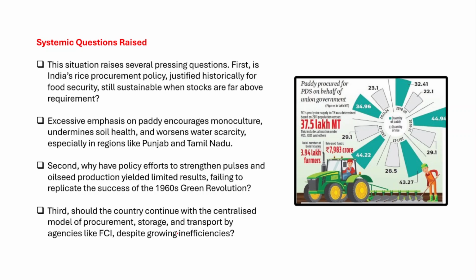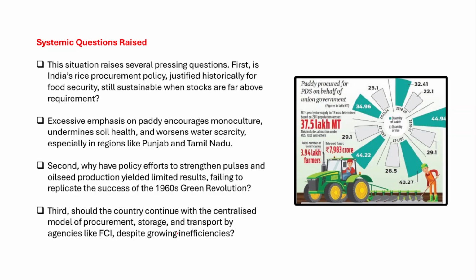So let's understand the systematic questions which are actually raised in this context. Now in fact, this situation has raised several pressing questions for India. First, if you look at India's rice procurement policy, it has been made with several challenges. However, rice procurement has been justified historically because if the government procures rice from the farmers, farmers will get remunerative prices for the produce, and at the same time this procured rice can also be distributed to poor households through the public distribution system. So therefore, it can be historically justified. However, we need to question the sustainability of rice procurement and distribution of rice as well.